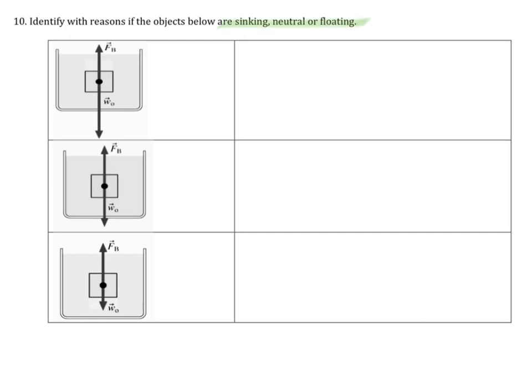So in the first diagram, we can see that Fg is acting downwards, buoyant force is acting upwards, and the arrows are not equal to each other. We can see Fb is smaller and Fg is greater. So Fg is greater than Fb, or I can say Fb is smaller than Fg. So it is being pulled downwards. That means F net is downwards. So the object is going to sink.